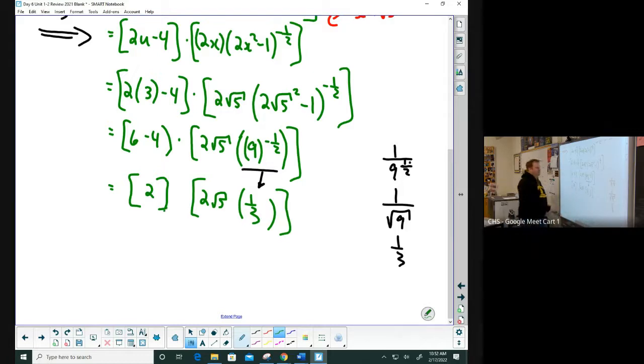Now I'm multiplying. I can see these are all fractions. So on the top I got 2 times 2 root 5, which is 4 root 5. And the bottom I have 1 times 3, which is 3.